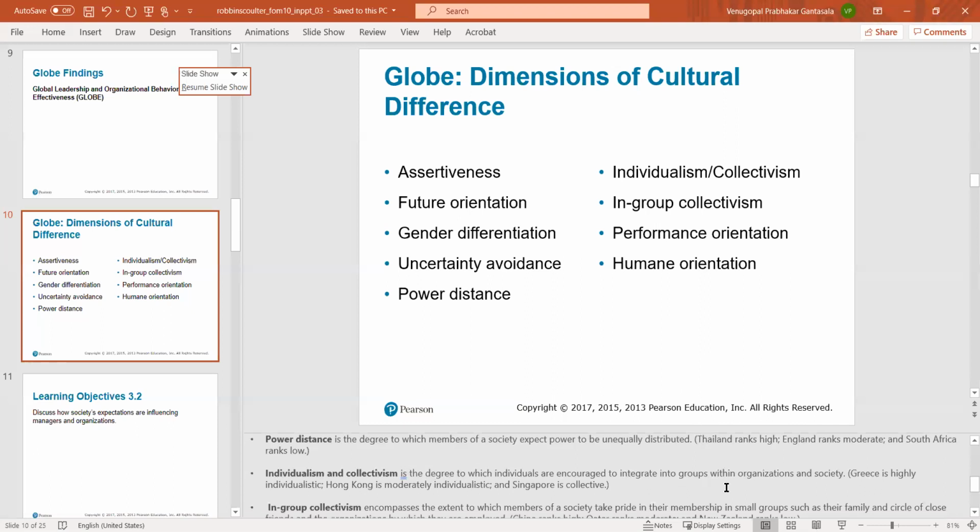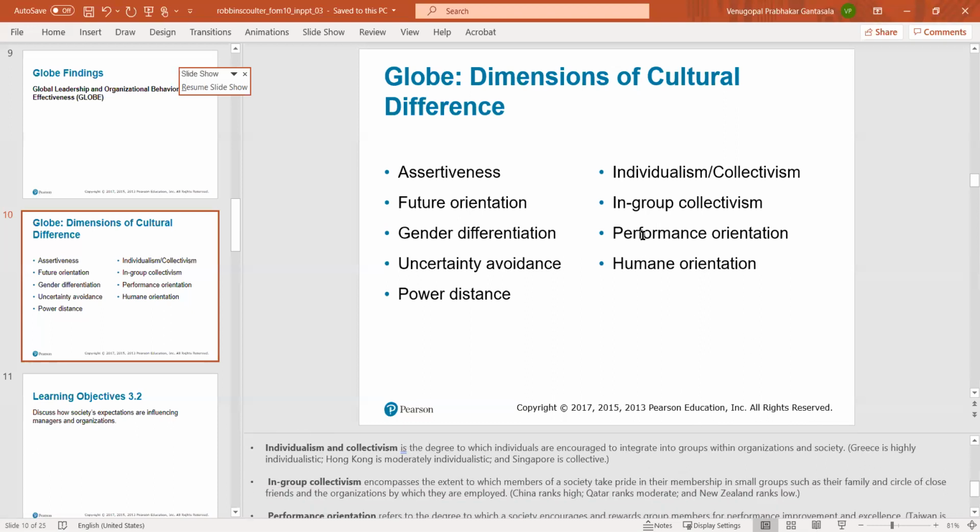And the next one is even more interesting. It talks about in-group collectivism. This is the extent to which members of the society want to be together in a very close circle. As soon as I came to New York, I lived in a place called Flushing, and if you ever happen to go to Flushing, you will see all the Chinese community members are together. They're doing businesses together, and that's fascinating. I'm a big fan of that.